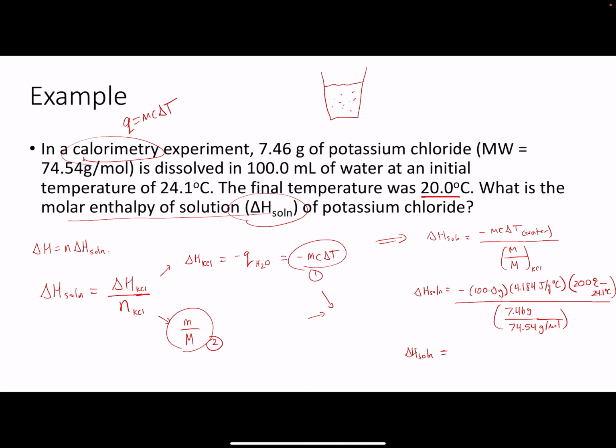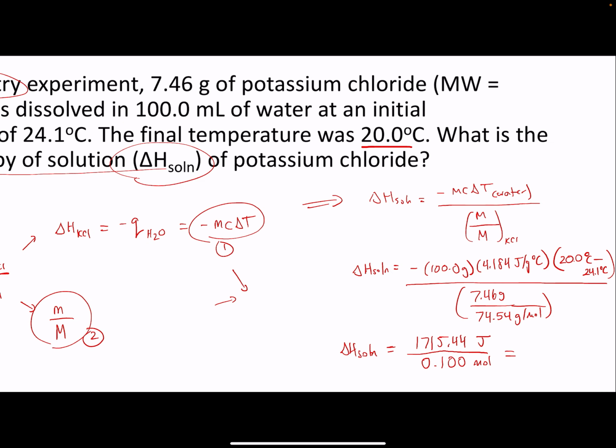We'll do top and bottom separately. So 100 times 4.184 times 20 minus 24.1. And then there's that second negative sign, so those will cancel out. So we've got 1715.44, and that's in joules, because of the specific heat capacity. So watch your units there. For 7.46, this is going to be about 0.1, rounded to exactly 0.1 moles. And what we're going to get as a value here, 1715.44 divided by that answer, we'll get 17,141 joules.